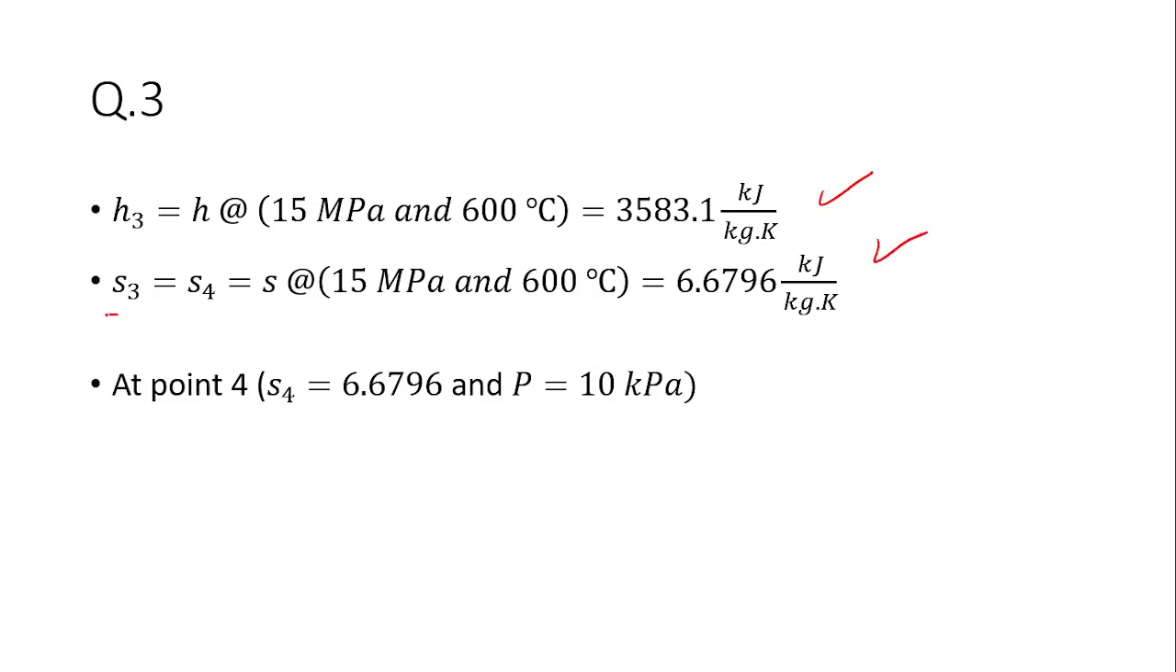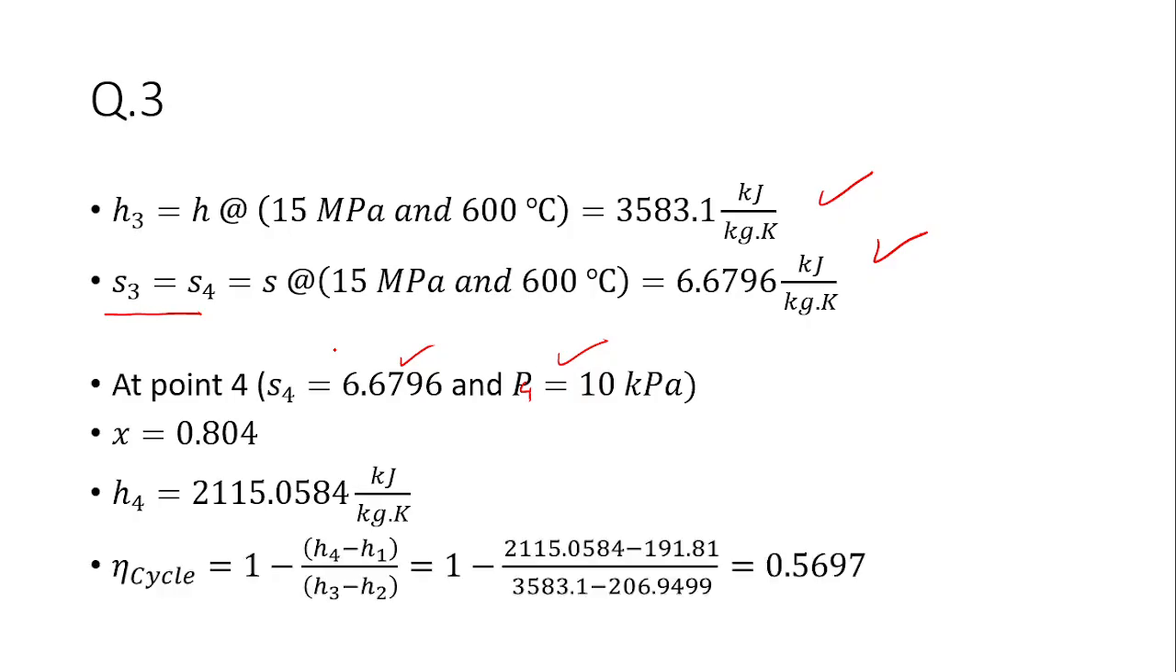But remember, S3 is equal to S4. At point 4, we know S4 and P4, or P1. So P4. We can find our quality, find our enthalpy, put our expression in, and find the efficiency of the cycle.